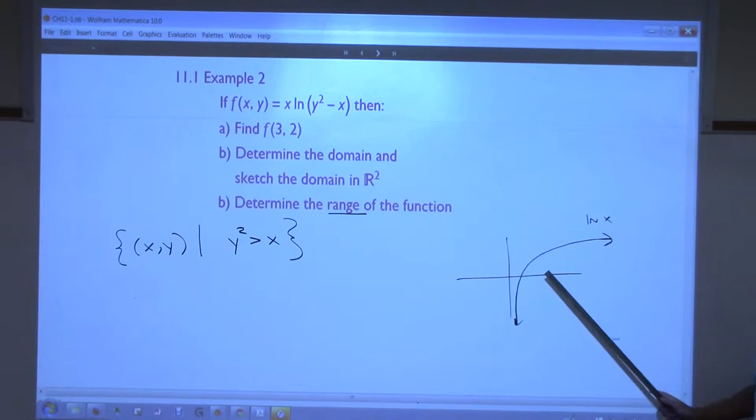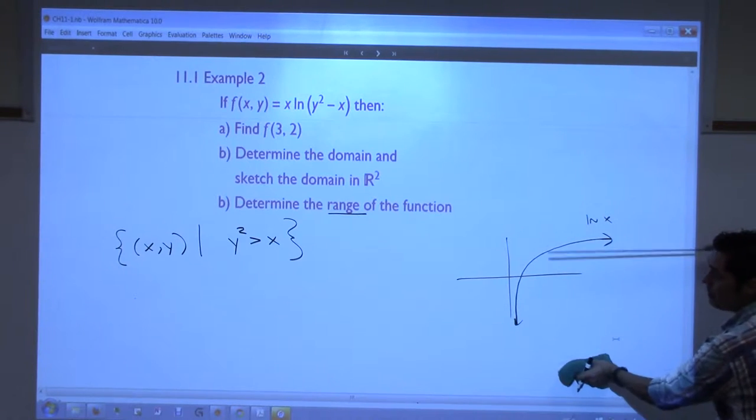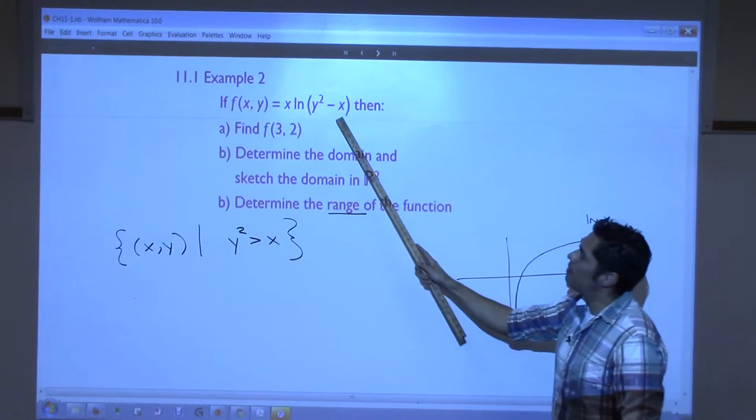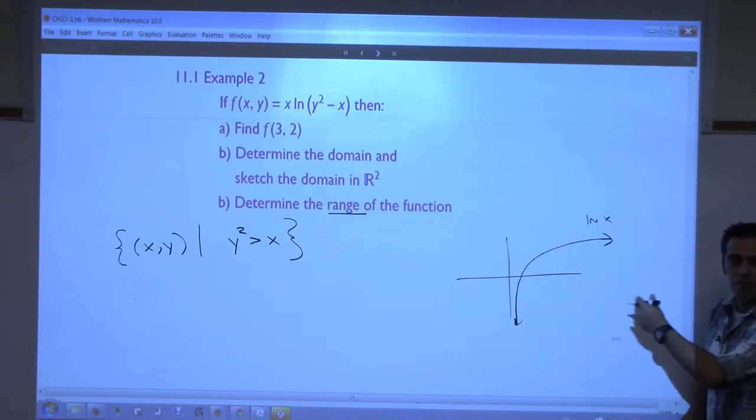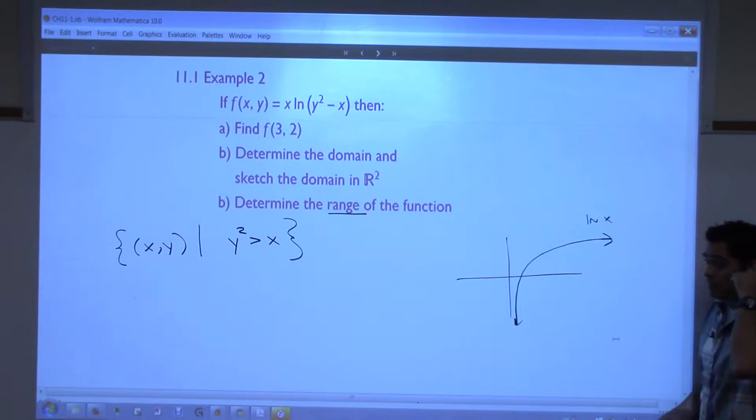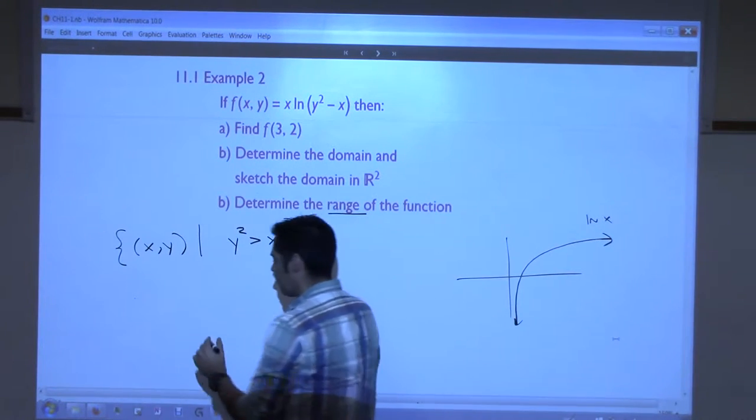The question is, to get everything out, negative infinity to infinity, can you make this right here all values between 0 and infinity, not including 0? What do you think?